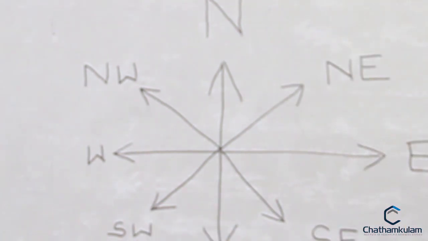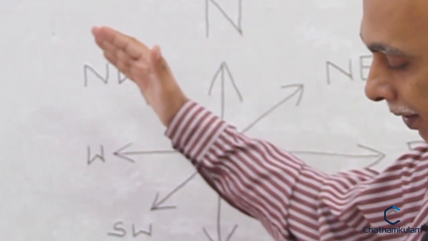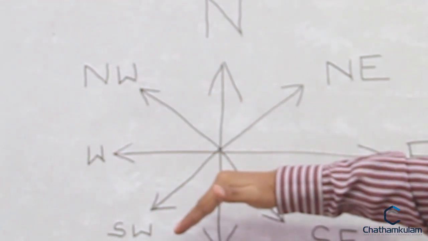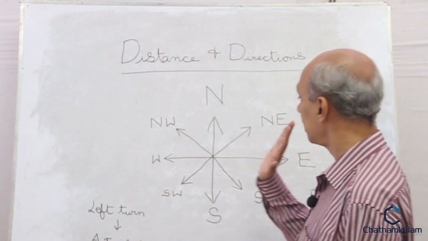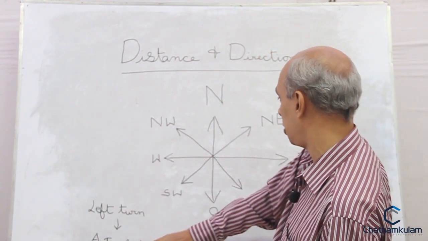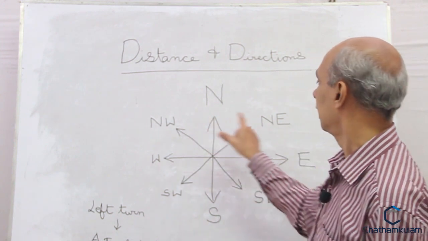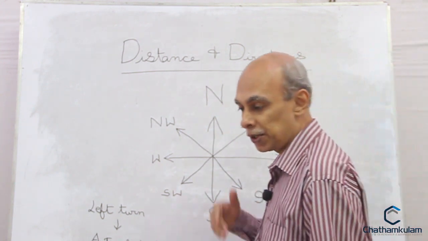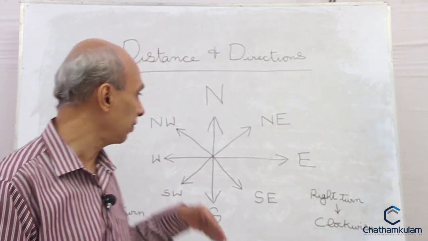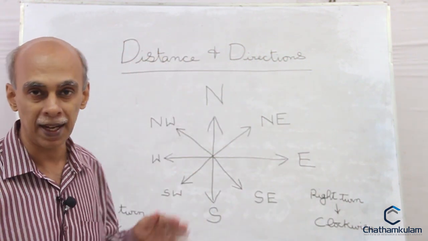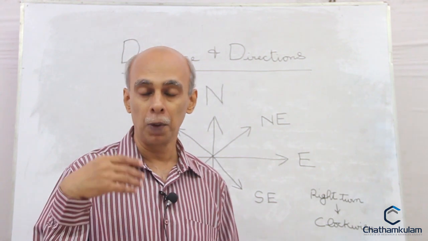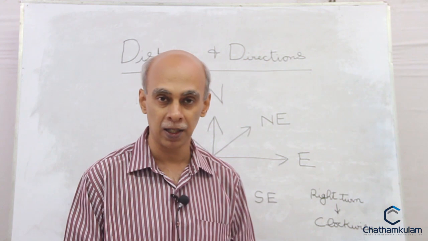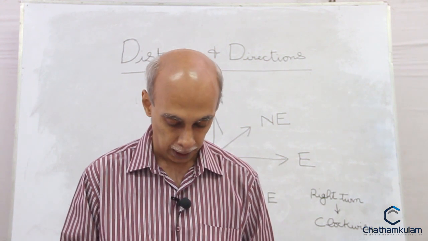Similarly, if a person is facing northwest, a left turn will indicate a southwest direction, and if a person is facing northwest and he or she takes a right turn, he will be facing the northeastern direction. So that is how we go about with answering the various questions based on distance and directions. So for your better clarity or understanding of this question, I think we can have a couple of examples.